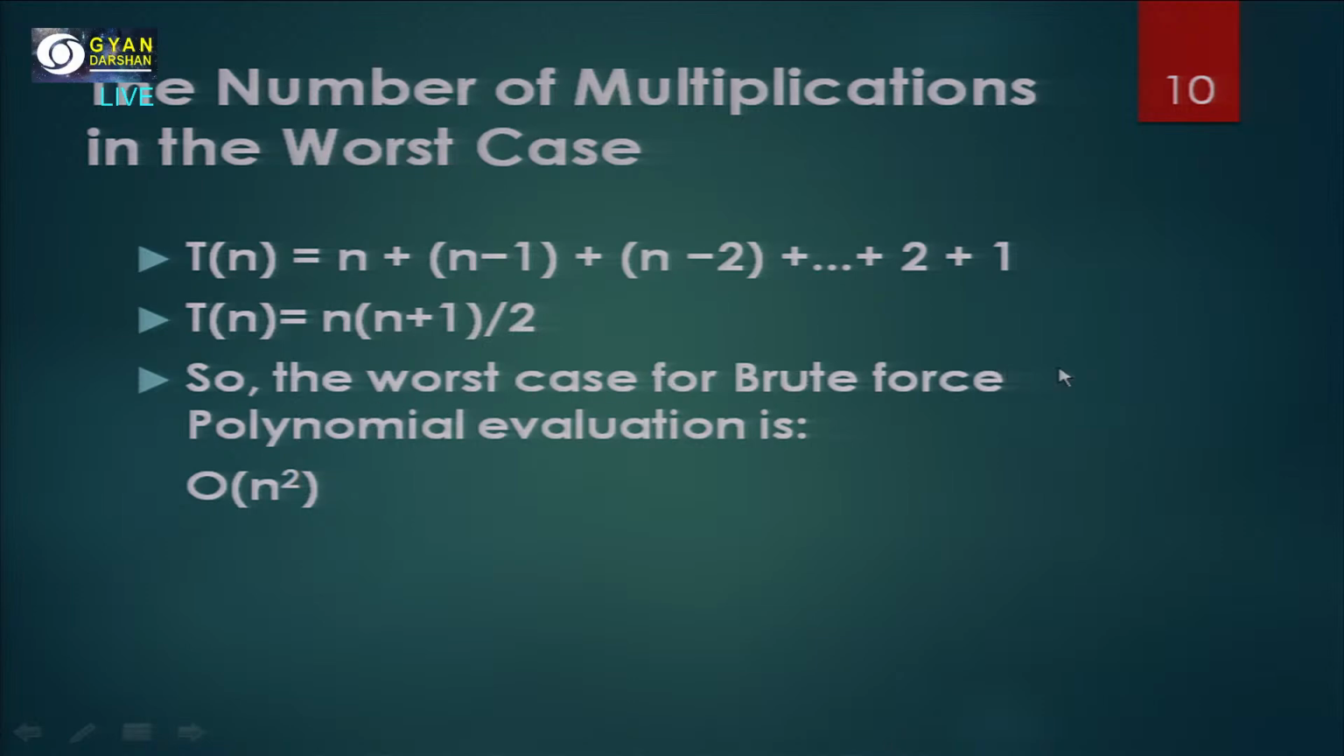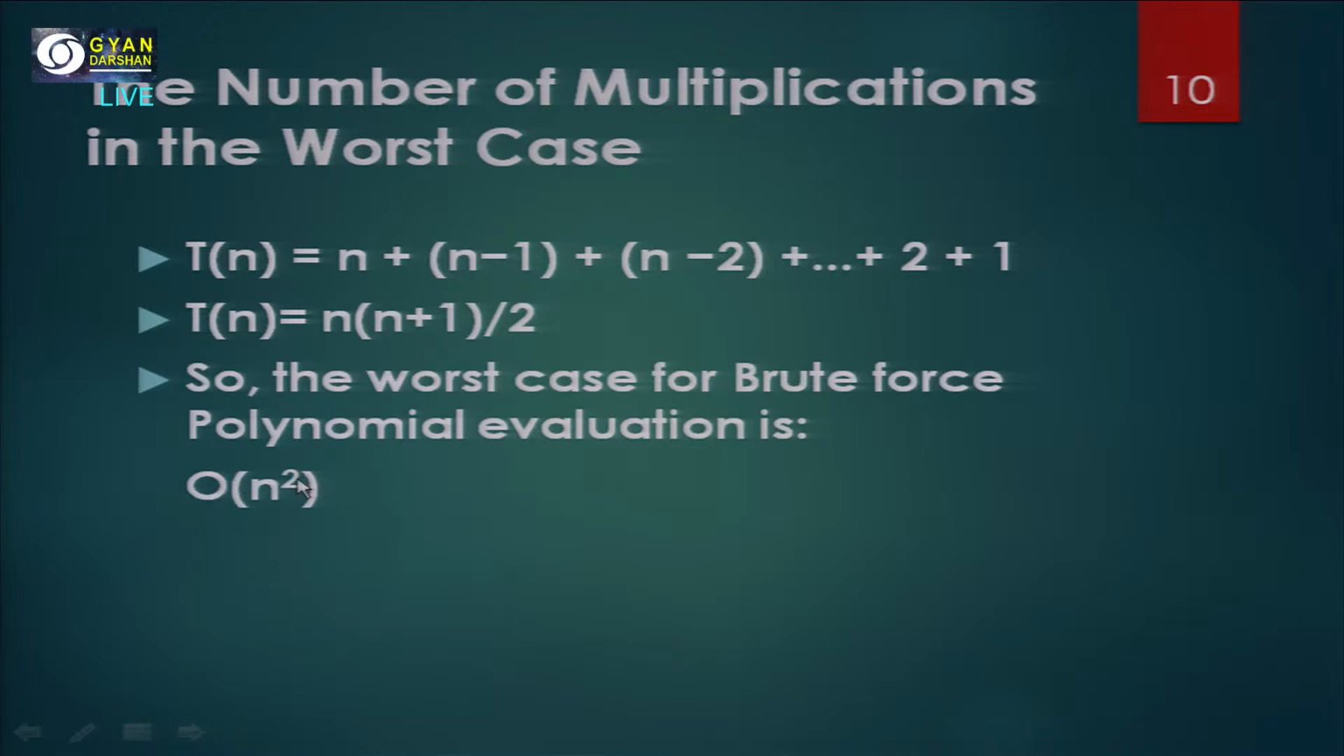Now, for the worst case of the brute force method, this n into n plus 1 by 2, what order is it going to be? The asymptotic order for this particular case is going to be order of n square, because n square by 2 is the first term, plus n by 2 is the second term. In the asymptotic notation of order, we simply ignore the constants and the division, and technically we come up with order n square.